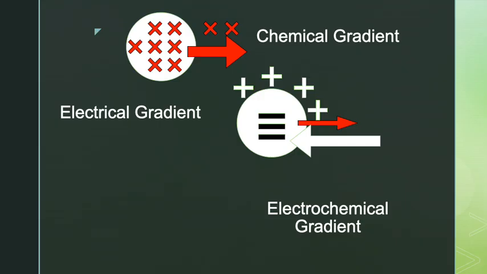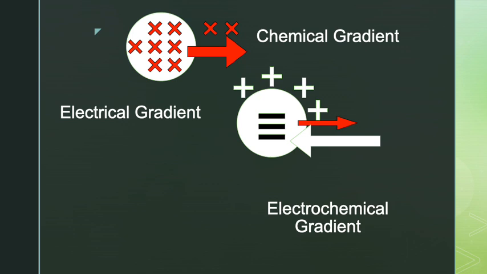So how do other things move in and out of the cell? How do things that don't need a protein get across that cell membrane? And this has a lot to do with something called a concentration gradient. In this picture, we see a chemical gradient, an electrical gradient, and then our electrochemical gradient.